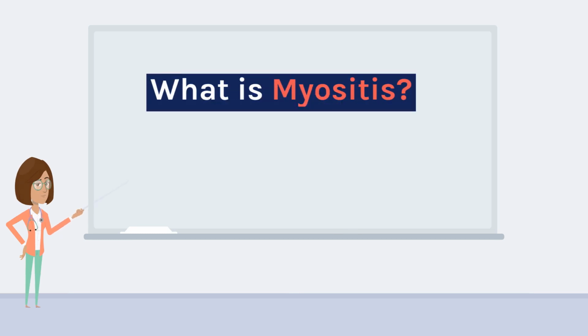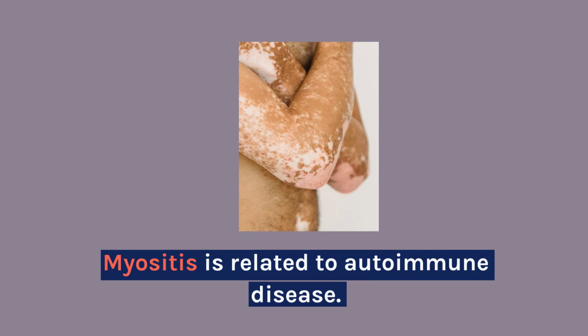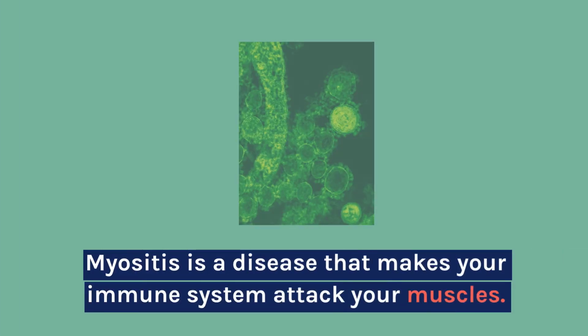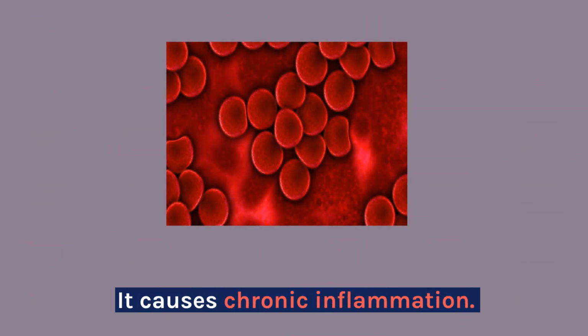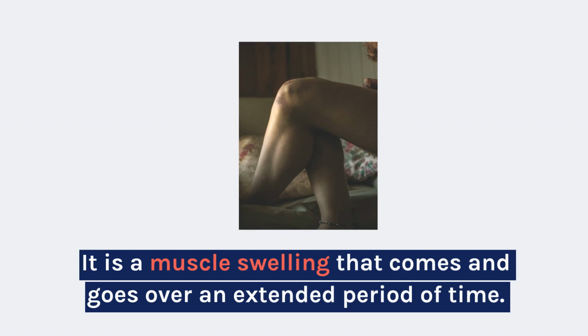What is myositis? Myositis is related to autoimmune disease. It is an immune system issue of rare conditions. Myositis is a disease that makes your immune system attack your muscles. It causes chronic inflammation. It is a muscle swelling that comes and goes over an extended period of time.